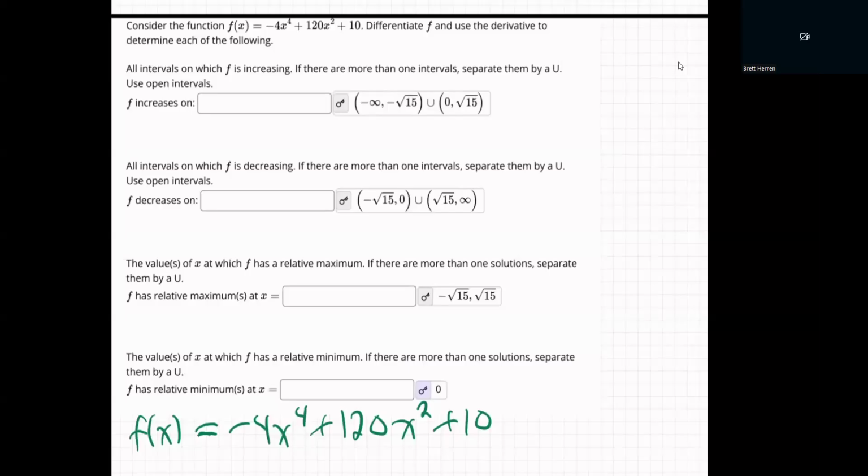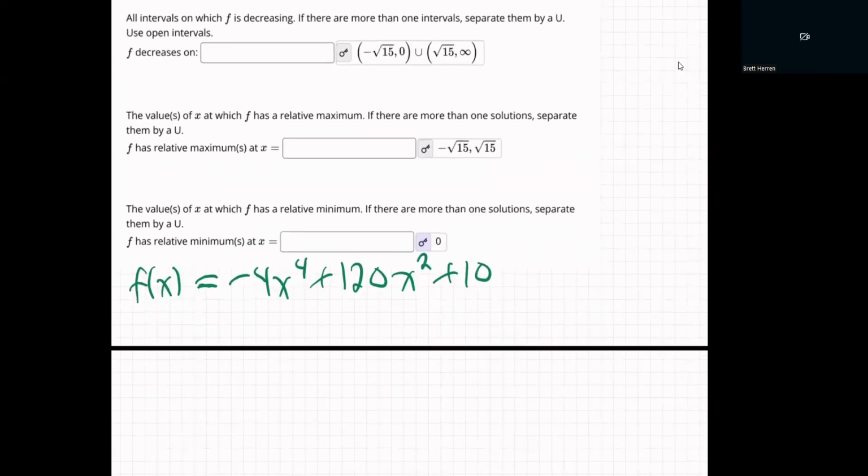On this question, they give us this function. They want us to differentiate it and use derivatives to find a bunch of stuff. So here I've written it down here. Let's take the derivative of this function.